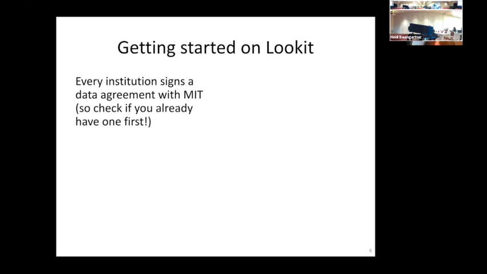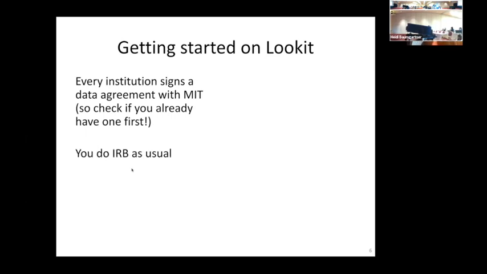The first procedural hurdle that everybody needs to get over is that your institution needs to sign a data agreement with MIT. We've got agreements with about 80 institutions at this point, including some in the EU, Japan, and the UK. So you should start by checking with us to see whether you already have a data agreement that the PI can be added to.